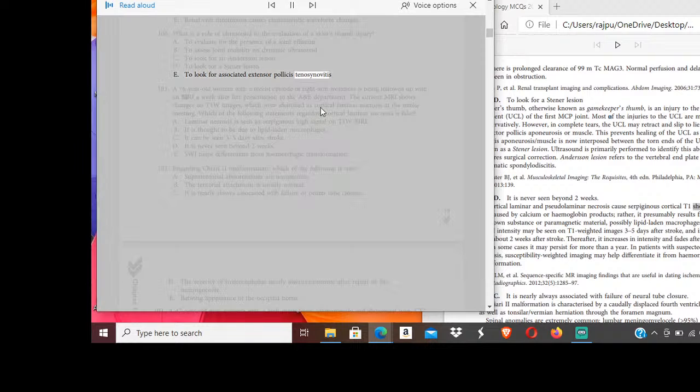101. A 76-year-old woman with a recent episode of right arm weakness is being followed up with an MRI a week after her presentation to the A&E department. The current MRI shows changes on T1W images, which were identified as cortical laminar necrosis at the stroke meeting. Which of the following statements regarding cortical laminar necrosis is false?